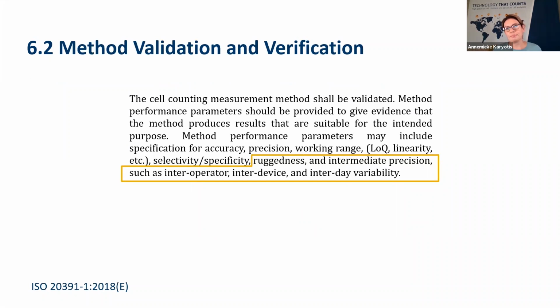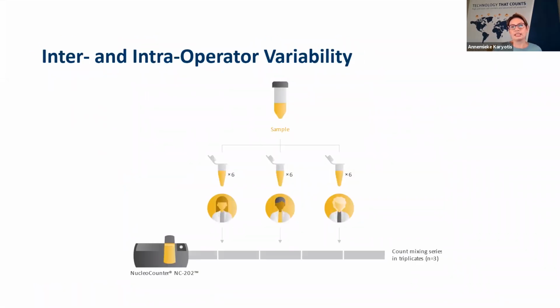So then we come to method validation and verification again. But then looking at other parameters like inter-operator and inter-device variability, if there's an unacceptable source of variation with these parameters. And inter and intra-operator variability is probably one of the most important parameters that you need to check for in terms of cell counting, because there's a huge variation in skill and ability between operators in terms of how they handle the samples and what CV they're going to end up with.